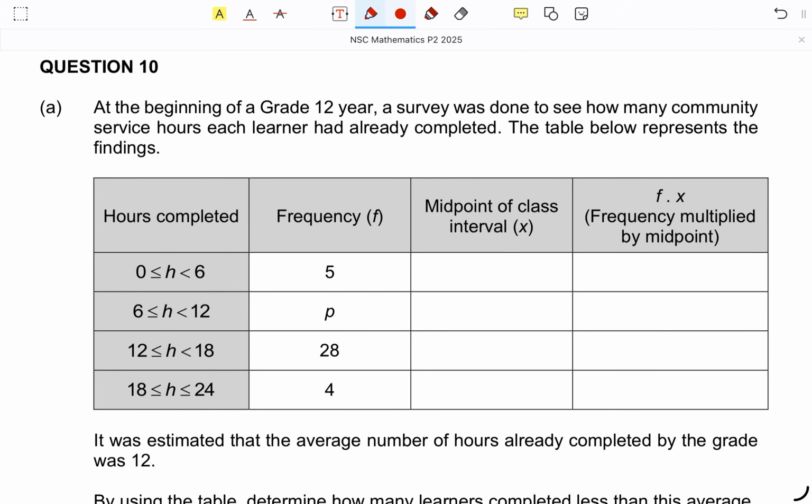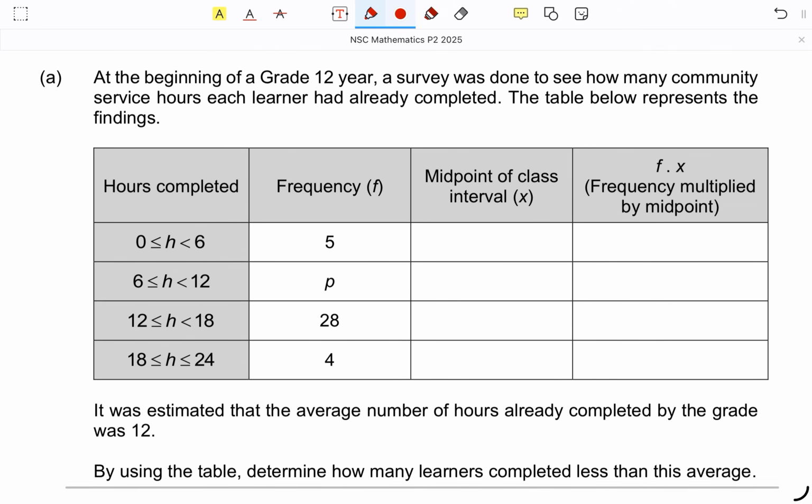In this video, we're going to take a look at question 10 of this question paper. It tells us that at the beginning of a grade 12 year, a survey was done to see how many community service hours each learner had already completed. The table below represents the findings. So we've got the interval classes, the frequencies, the midpoint of the interval classes, and then a column where the frequencies must be multiplied by the midpoint.